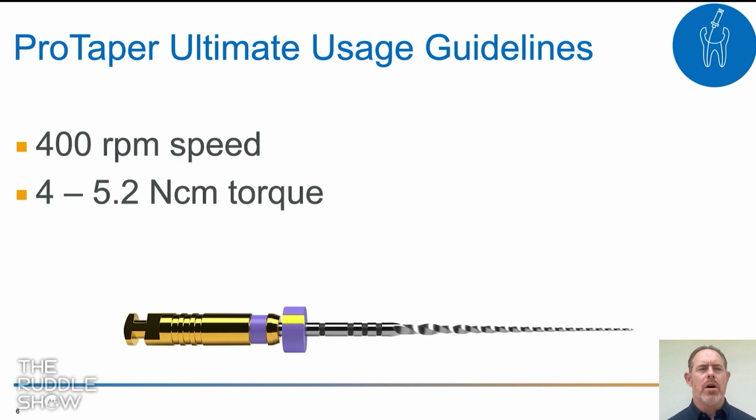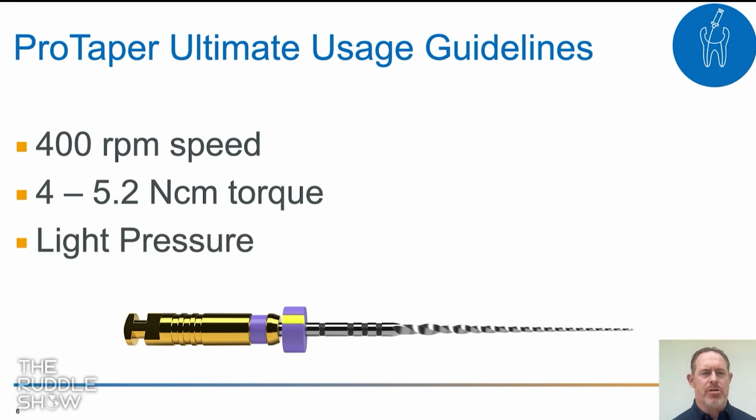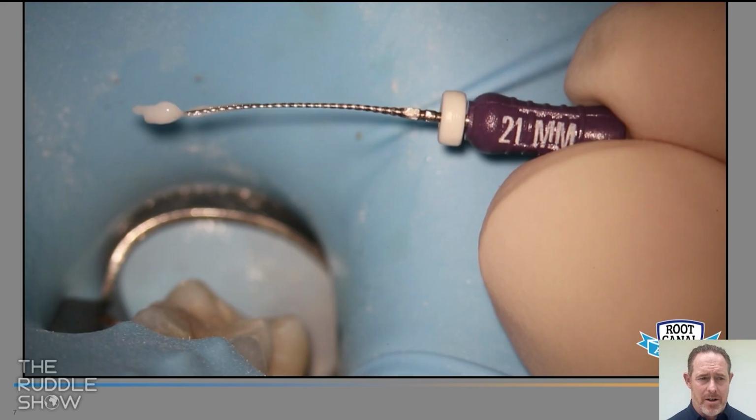You want to run this at 400 RPMs and 4 to 5.2 Newton centimeters torque, okay? A little bit different than the 300 RPMs that you run ProTaper Gold, or 500 RPMs if you're using Vortex Blue. This is 400 RPMs, and you're using the 4 to 5.2 Newton centimeters on the torque, okay? You're going to use very light pressure, especially with the slider. Remember, you're asking this to negotiate down the canal where no file has been before. So this is a file that's advancing. You want to use very passive hands when you're using the slider, okay?